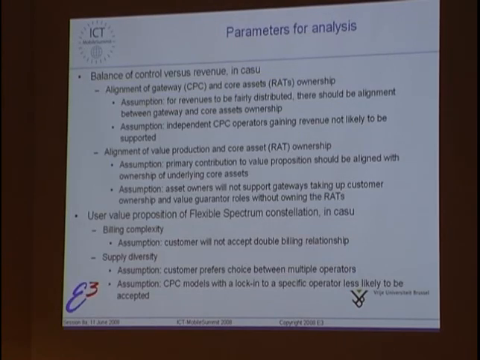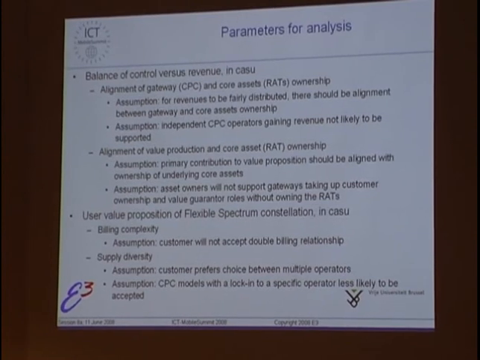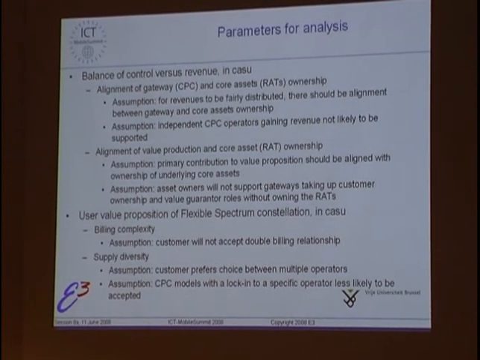Now, we used 2 main types of variables to analyze these revenue sharing models. The first being the balance of control versus revenue, and the second being the value proposition. Now, in the first one we can discern 2 sub-variables. The first one is the alignment of the gateway and the core assets. Now, the assumption here, first of all, is that in any ecosystem there are essential core assets, and then there are supporting assets. And it's pretty clear that in this phase at least, the RATs, the underlying technologies, the networks, remain the most important asset, remain the core asset. And the CPC is an enabler, but it's not the core asset in itself.